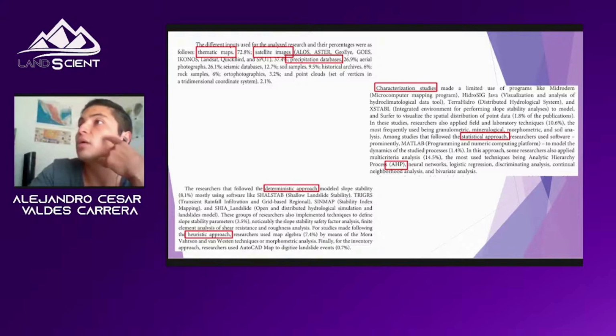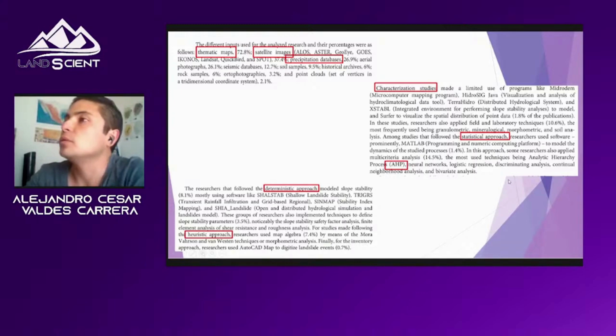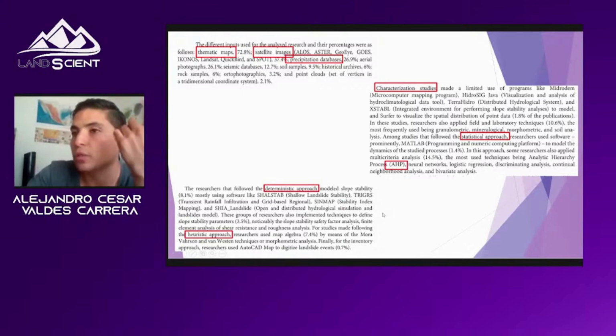The characterization studies have made a limited use of Hydrosig, Java, Terrahydro, and other techniques and programs. Statistical approaches use MATLAB and concentrate data analysis in analytical hierarchy processes. The deterministic approach was made with Shalstab, CMAP, and Slide. The heuristic approach uses Mora-Parson and Van Westen techniques.